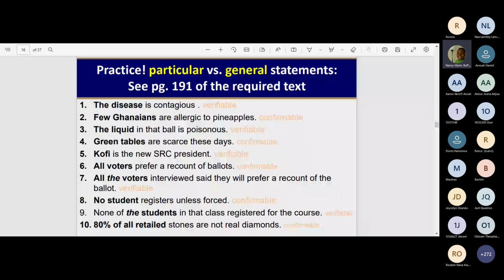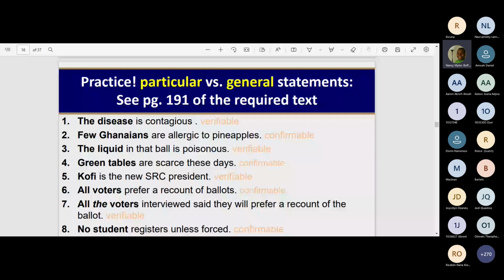Let me have someone read. The first one I'll read: the disease is contagious. Is that general or particular? Maybe we should do a chorus response. Let's do it together. Example one is what I'm referring to. The statement says, the disease is contagious. The disease.